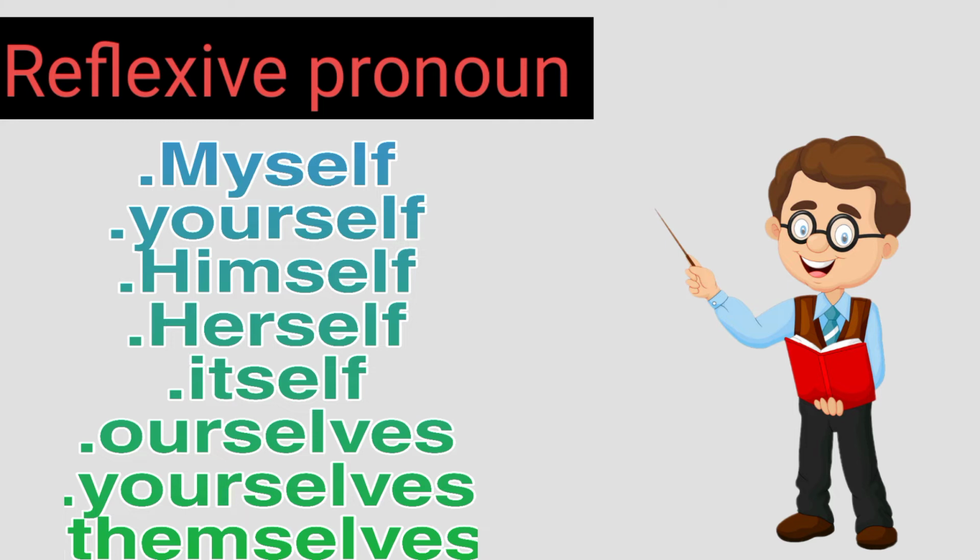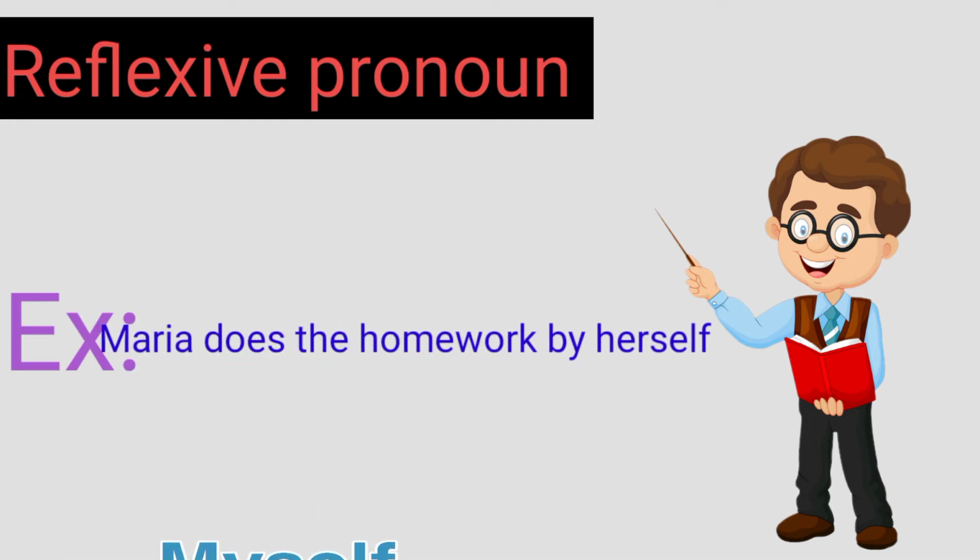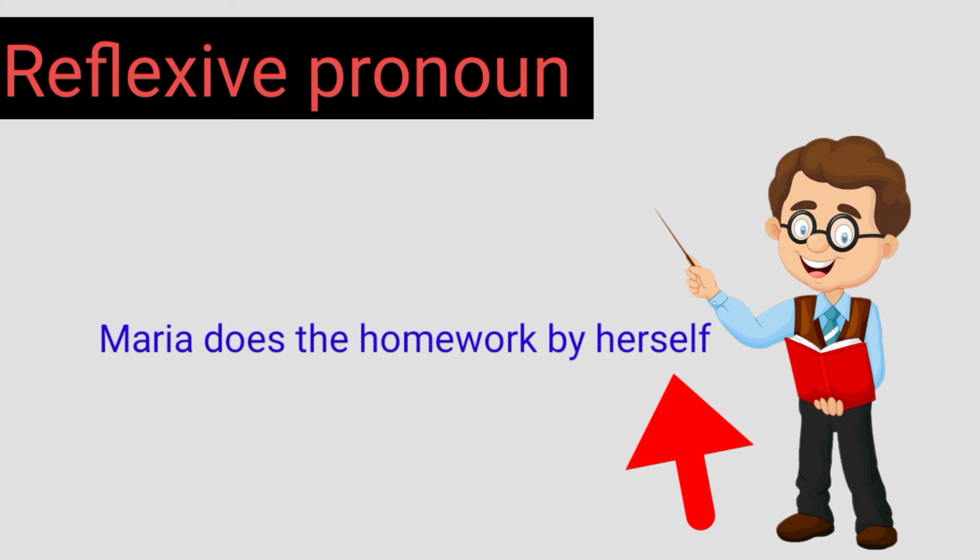Let's see an example of the reflexive pronoun. Maria does the homework by herself. In this phrase, herself is the reflexive pronoun because it refers to the same noun, which is Maria.